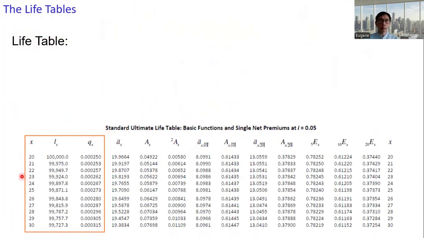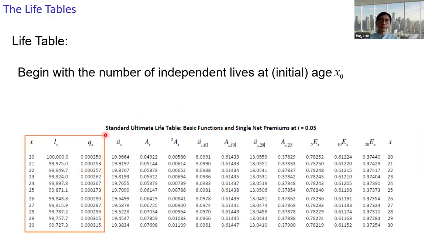For example, for an individual at age 21, we have qx. q21 is 0.000253. A life table begins with the number of independent lives at an initial age x0, and the corresponding number of independent lives at this age is lx0. In this table, x0 is 20, and we have l20 equals 100,000. This is the base of the group we are working with. This is called a radix. We have a radix of 100,000 at age 20.